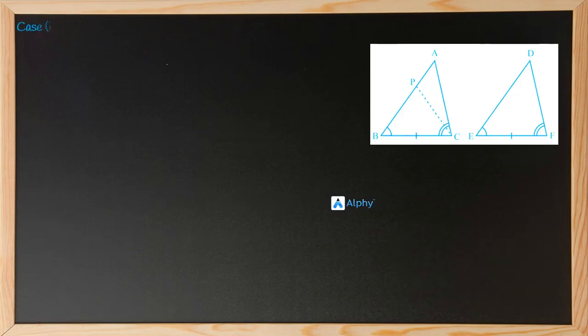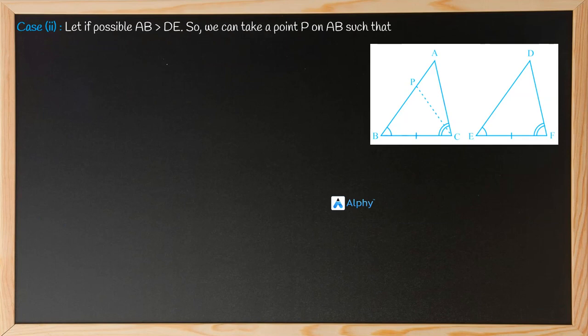Now see case number 2. Now let, if possible, AB be greater than DE. So we are taking a point P on AB such that PB is equal to DE. Now we will consider triangle PBC and triangle DEF. So we are assuming that P is a point on side AB, because AB is greater than DE, such that PB will be equal to DE. Now we are considering triangle PBC and triangle DEF.